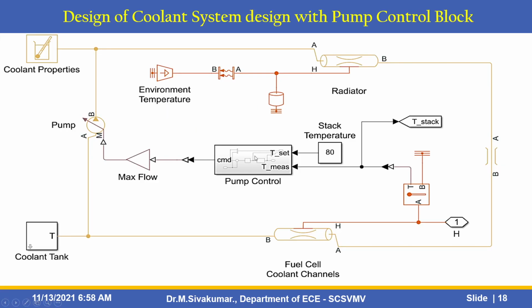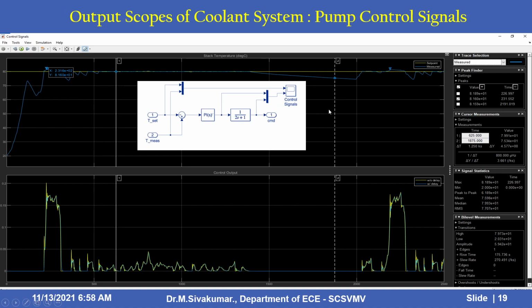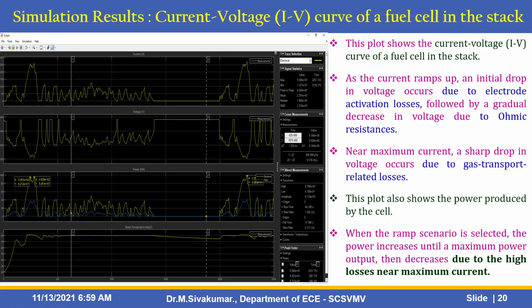Here by using this pump control block, you can analyze the stack temperature and control signals for designing the controller system, coolant system design. The output scopes of the coolant system design are with stack temperature and the control outputs without delay and with delay. And finally, we are going to see the current voltage curve for the fuel cell stack. With this measurement, by using the Simulink measurement scope, you can see the current, voltage, power, and stack temperature in the fuel cell.